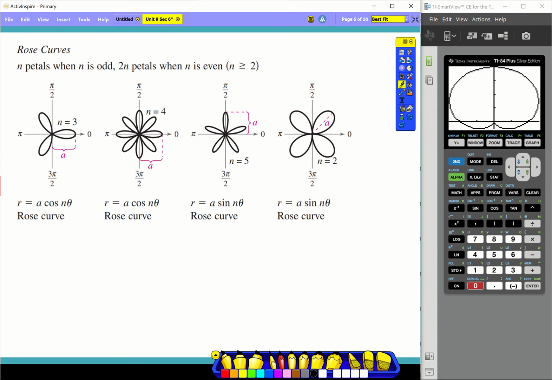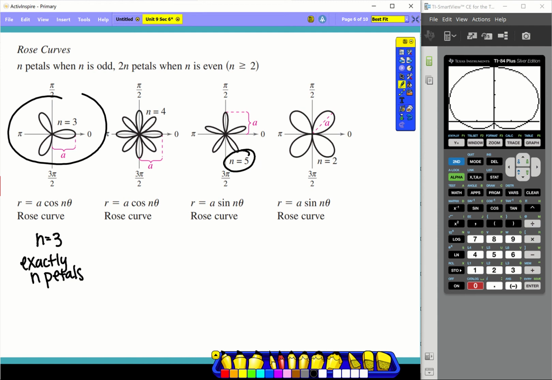Rose curves. Notice that this is what we had in that previous problem. So if n is odd, here n is 3, we have exactly n petals, 3. Where's another odd one? Here n is 5. We have 1, 2, 3, 4, 5 petals.